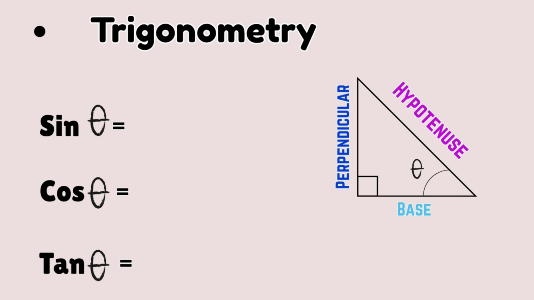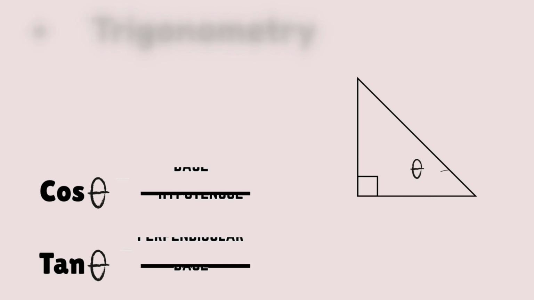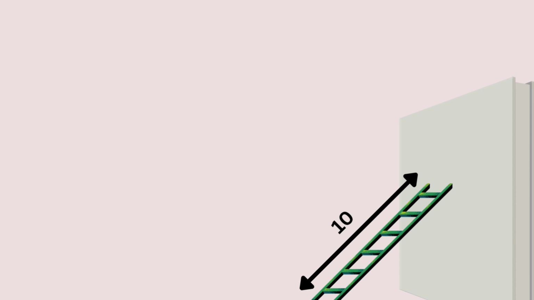It helps us define our key trigonometric ratios. These are the backbone of trigonometry, our tools to calculate unknown sides or angles. Let's say your ladder is 10 feet long and leans against a wall at a 30 degree angle. To find how high it reaches, use sine.